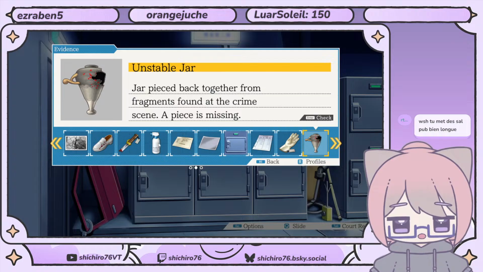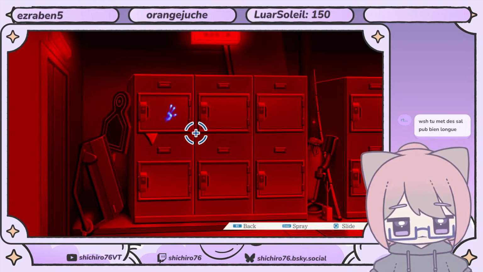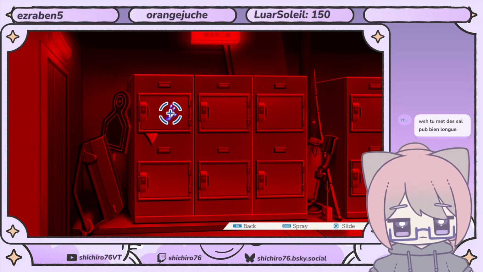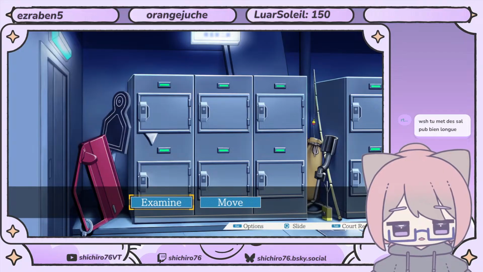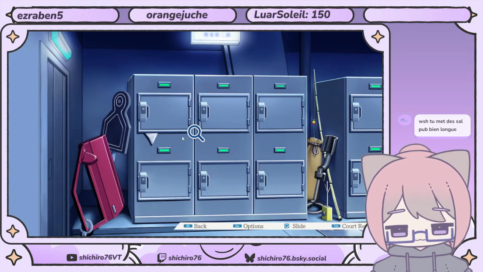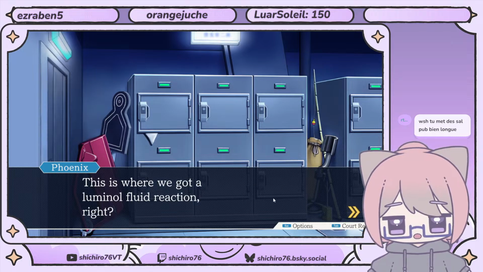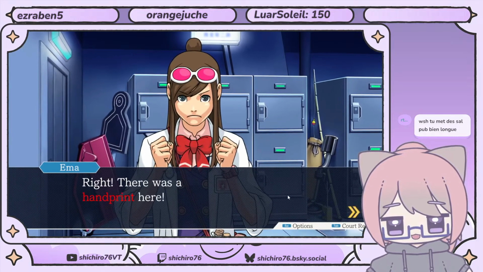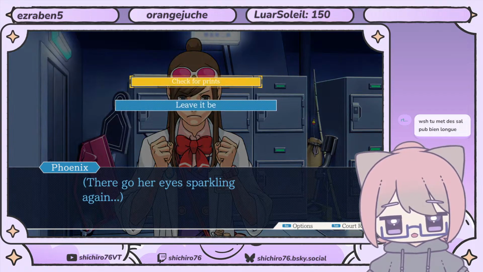Oh, first I need to use this for the handprint, right? I think so anyway. Oh, maybe that was useless. And I examine it, yeah. This is where we got a luminol reaction, right? Right, there was a handprint here, okay. Want to try using this? Let's check for prints.